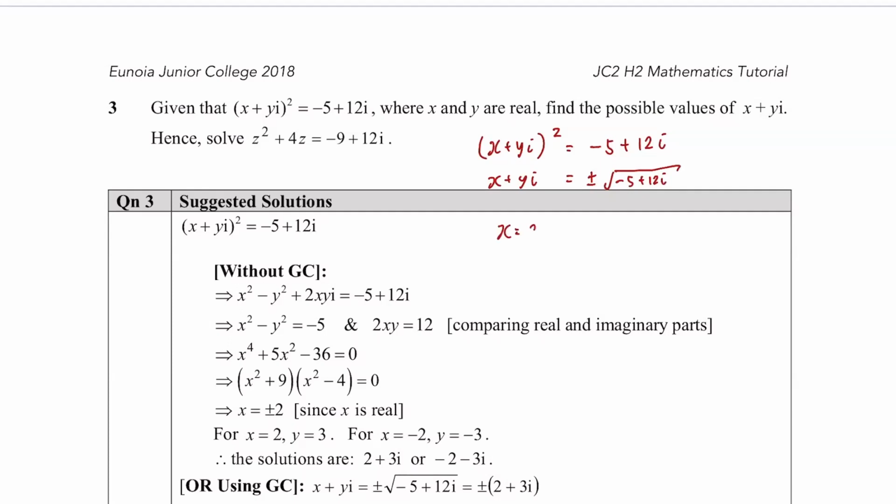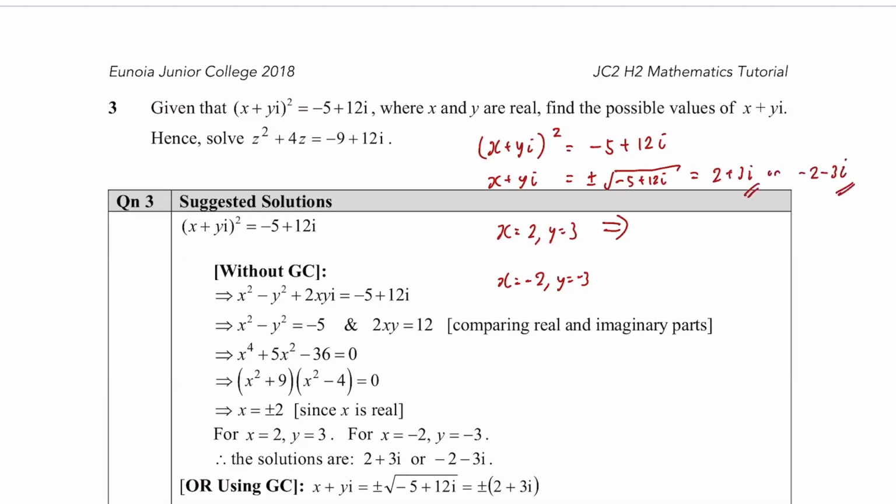So x equals 2, y equals 3. Then x equals -2, y equals -3. Right? You can use a GC. So therefore, the answer would be 2 plus 3i or -2 minus 3i. Those are your two answers.